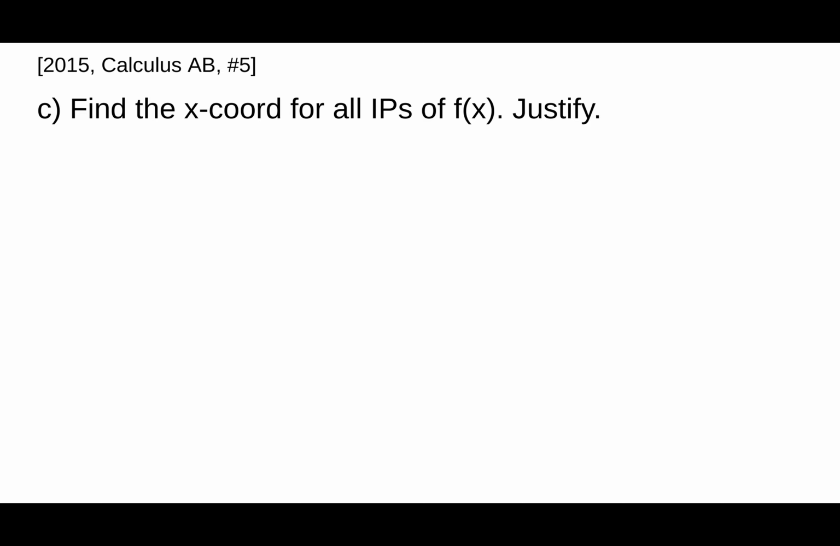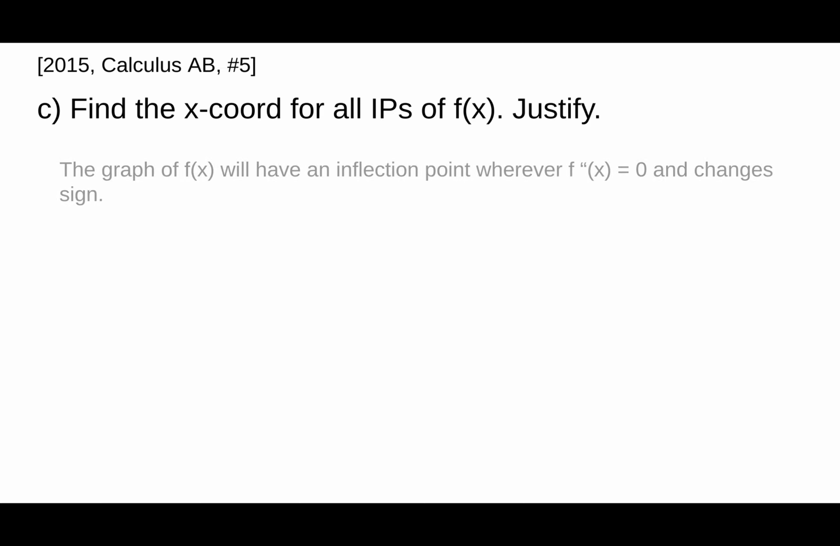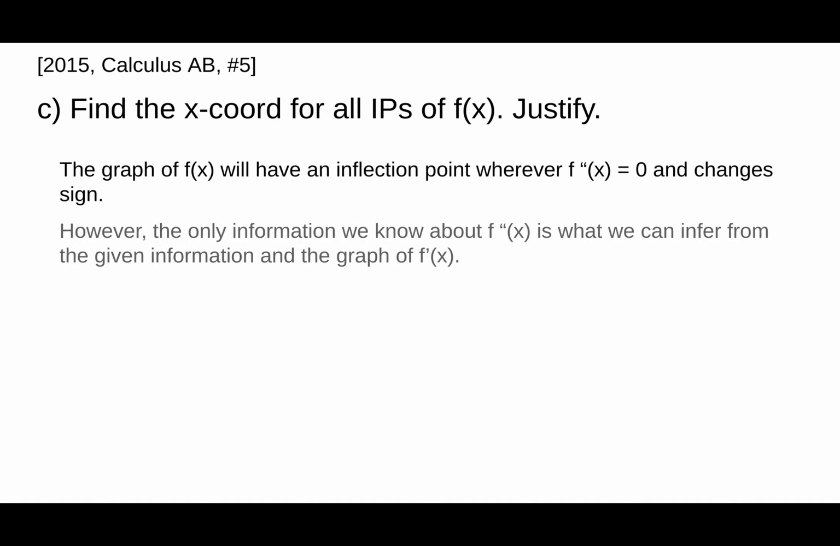In part C, we are asked to find the x-coordinate for all inflection points of f and to justify. The graph of f is going to have an inflection point wherever the second derivative of f is equal to 0 and changes sign. But again, we only really know a lot about the derivative of f. We have its graph. We don't know much about f at all. We have a lot of information about the graph of f prime. So our justification really ought to focus on things we can get from the graph of f prime. The only thing we know about f double prime is what we can infer from the given information and the graph of the derivative of f that we are provided.